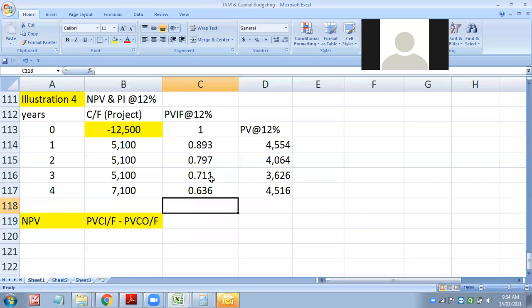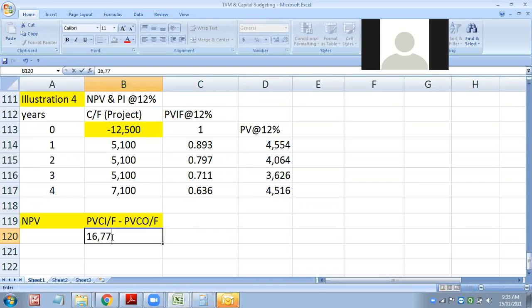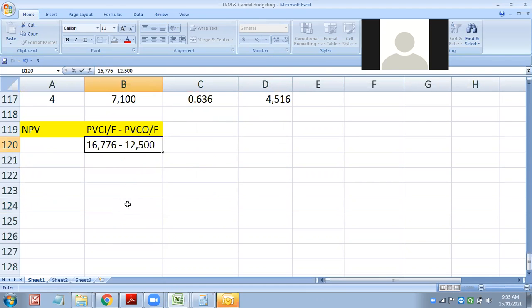What about this? 711 and 797 is third, okay. 797 and 711, is it okay, yes or no? Yes, sir. Okay, this multiplication is okay. Get me the total now. Sir, total of total is 16,776. 16,776 minus what is the outflow? 12,500. So this is 4276.